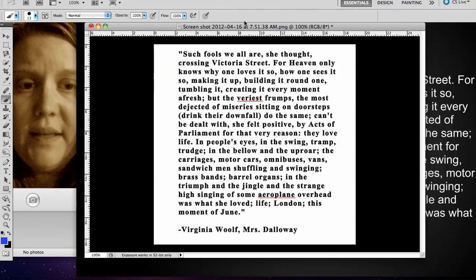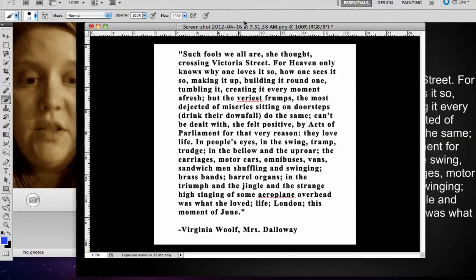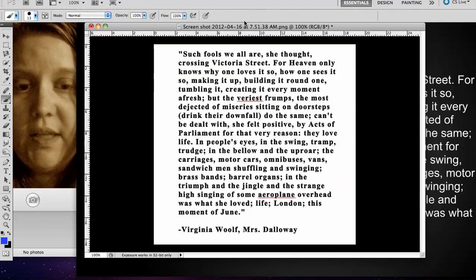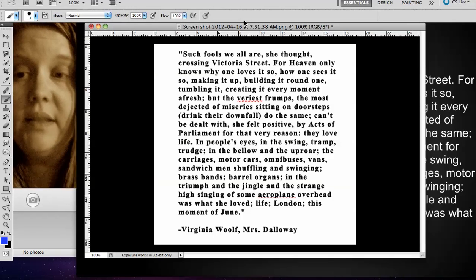For that very reason, they love life, in people's eyes, in the swing, tramp, drudge, in the bellow and the uproar, the carriages, motor cars, omnibuses, vans, sandwich men shuffling and swinging, brass bands, barrel organs, and the triumph and jingle and the strange high singing of some aeroplane overhead, was what she loved. Life, London, this moment of June.